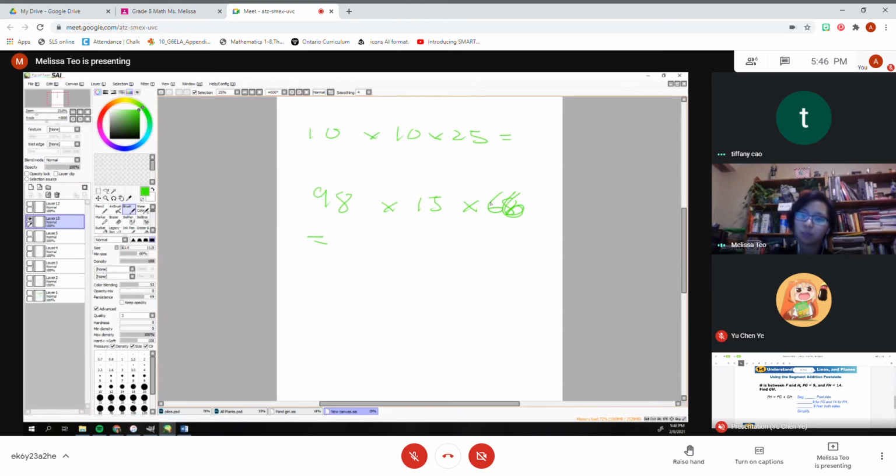So let's go 10 times 10 times 25. That will give us 2500 cm squared. Let me just double check with cm. That seems like a huge amount. Oh, I mean, yeah. Okay, that works. And then afterwards, the bottom one is 98 times 15 times 66, 97020.